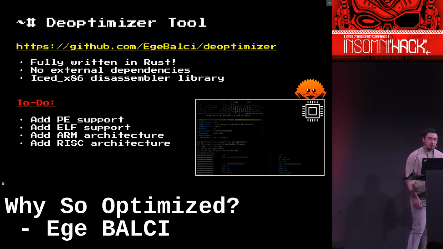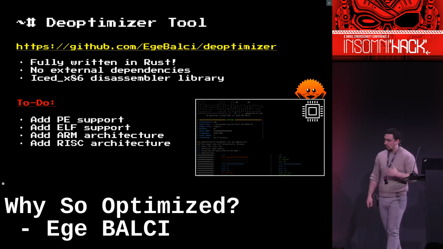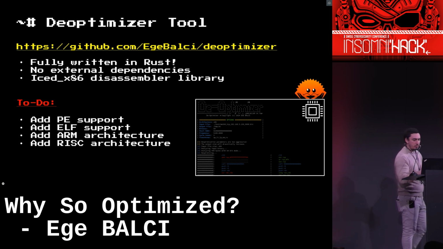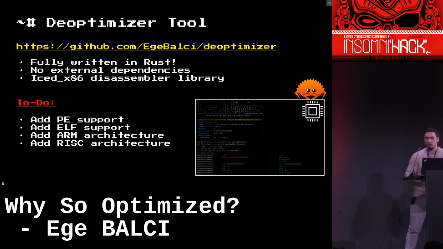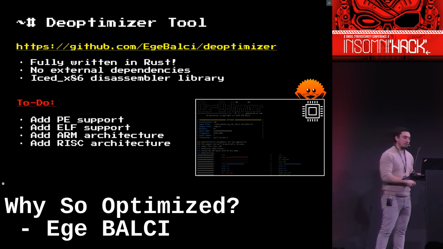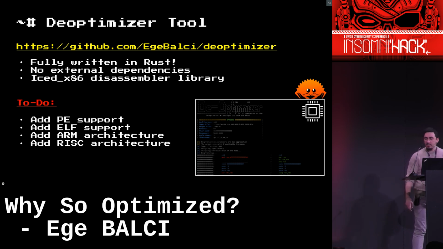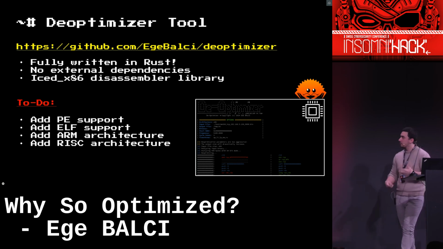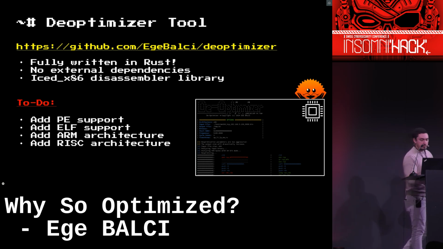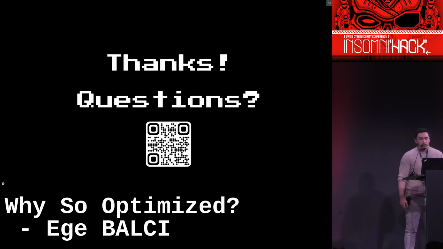In the future, I will try to add more support, for example, more complex file formats. Currently, it only supports shellcodes, but in the future, you will be able to give PE files and ELF files for de-optimizing the text section, for example. I will also try to add new architecture support, such as ARM and RISC, because the industry is going that way. So this was it.